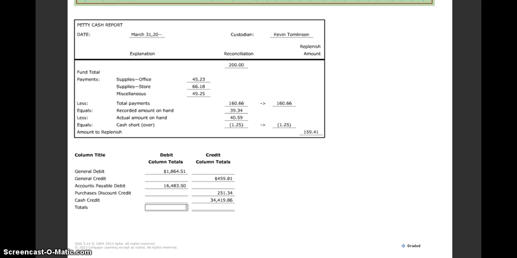So their total is 35,131.01. Same thing over here, 35,131.01. So we know our debits and credits equal. That means that we have proved and ruled our total columns.